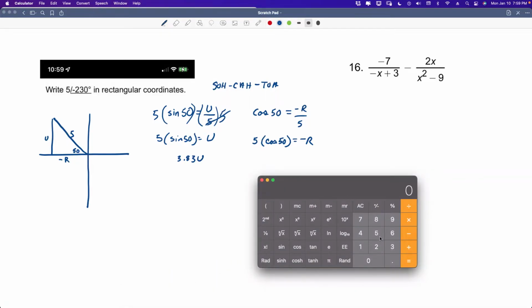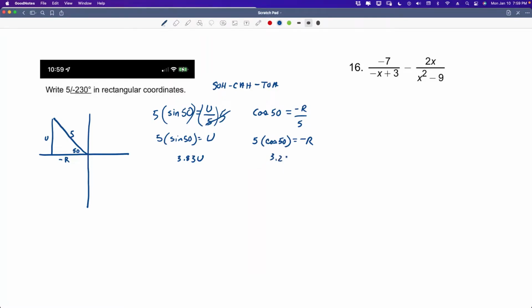Clear. 50 cosine times 5, and I'm going to say 3.21. I'm going to stop it right there. So 3.21, and that's a negative r, because it's negative r. All right, so now I can put those rectangular coordinates together, and it's going to be negative 3.21 r plus 3.83 u.